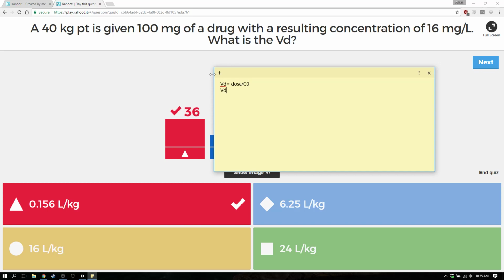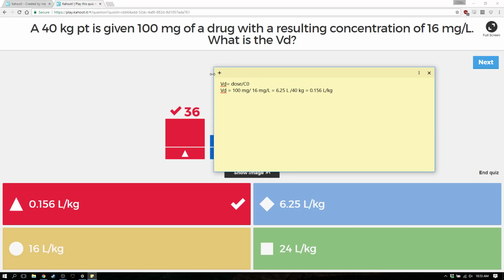So that means our VD is going to equal 100 milligrams divided by 16 milligrams per liter, right? So what do you get when you divide this out? Yeah, 6.25, and what's my units here? Liters at this point, right? So that's just liters. So for a 40 kilogram patient, his volume of distribution is 6.25 liters. So if I want to backtrack that to the liters per kilogram, I would do what? Divide by 40 kilograms. And that equals 0.156 liters per kilogram.